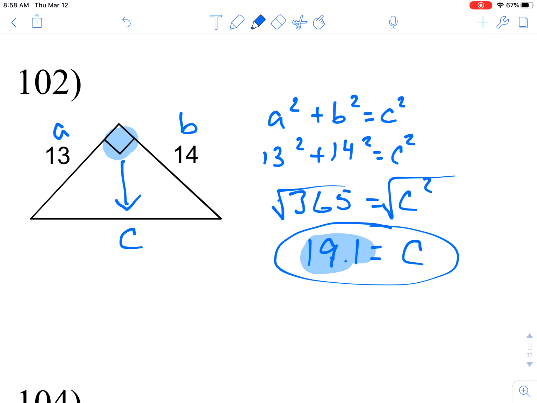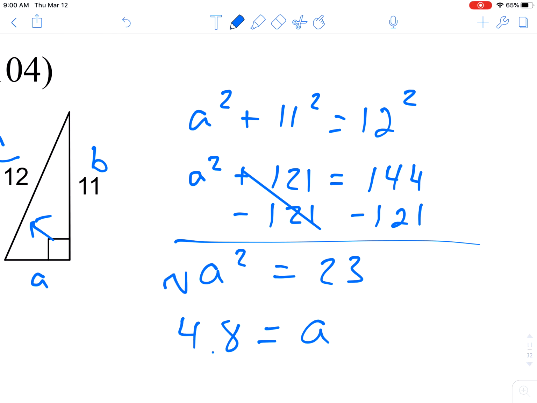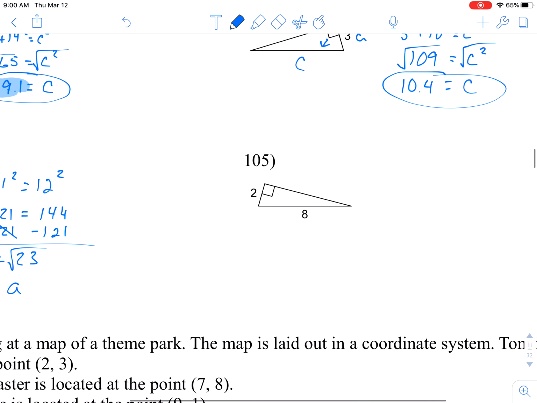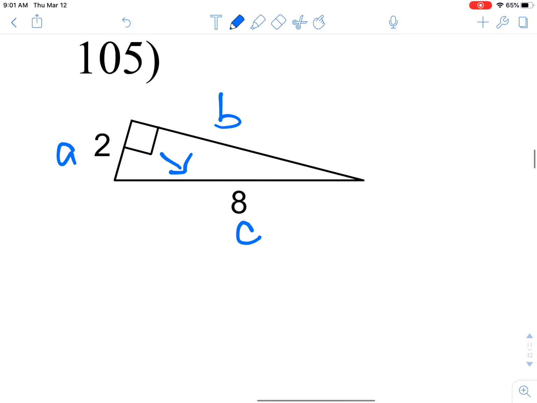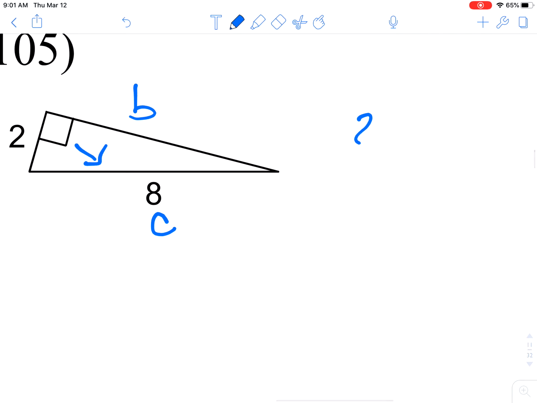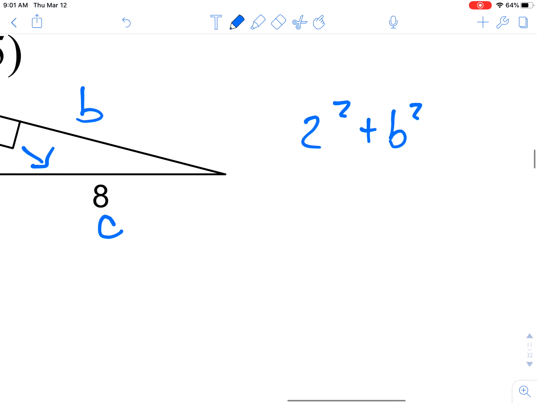And again, it's going to be equal to a square root of a squared, square root of 23. And then we're going to look at problem 105. I'm going to notice that, again, this one is C. This seems small to me, so A and B. So 2 squared plus B squared is equal to 8 squared.